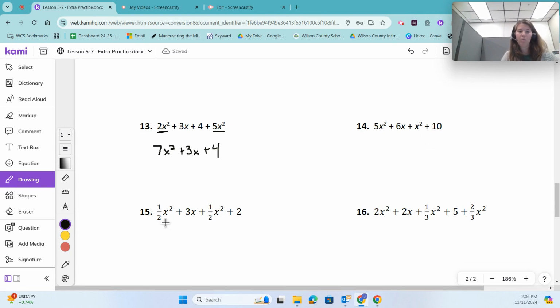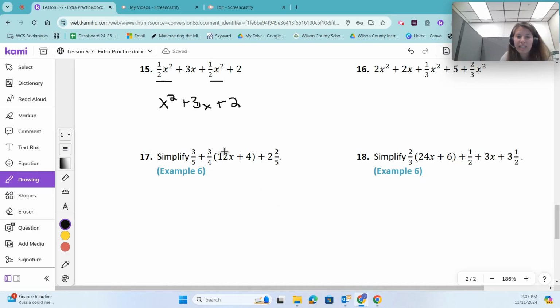Let's take a look at one with some fractions involved. So we have half x squared plus 3x plus half x squared plus 2. Again, my half x squared and half x squared are my like terms. I add them. 1/2 plus 1/2 is 1 whole. So I get x squared plus 3x plus 2. The rest stay the same. And that is your simplified version there. You could try 16 on your own.